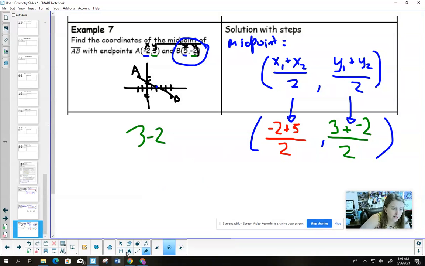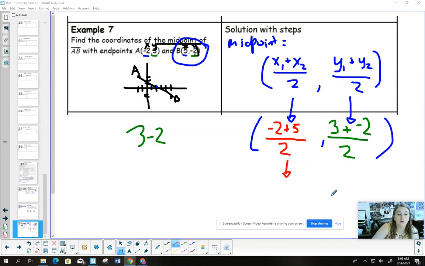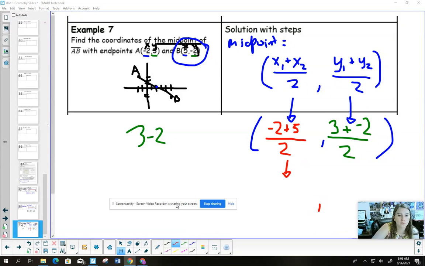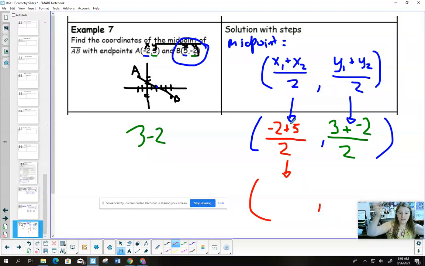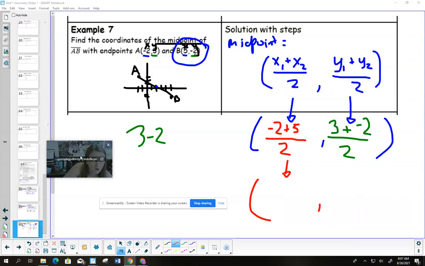But again, you can plug it in the calculator. So we're going to plug these in individually. We are not going to get this all together. I'm going to end up with 2 separate numbers for my answer. So take a second to plug this in the calculator. -2 plus 5, get what that is, and then divide by 2. 3 plus a -2, divided by 2. See what you get. Okay, so these are not going to work out nicely.